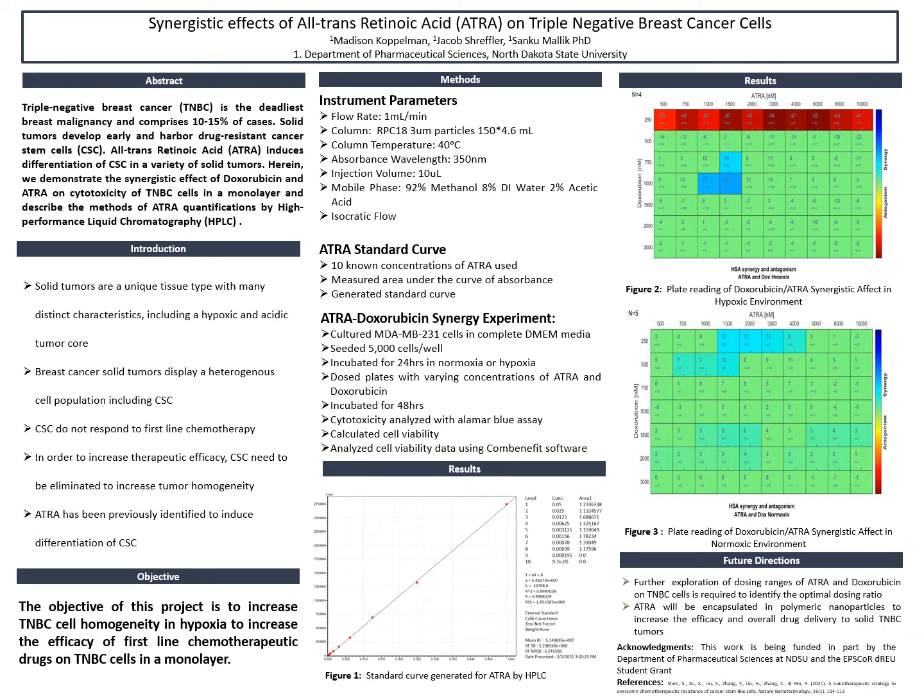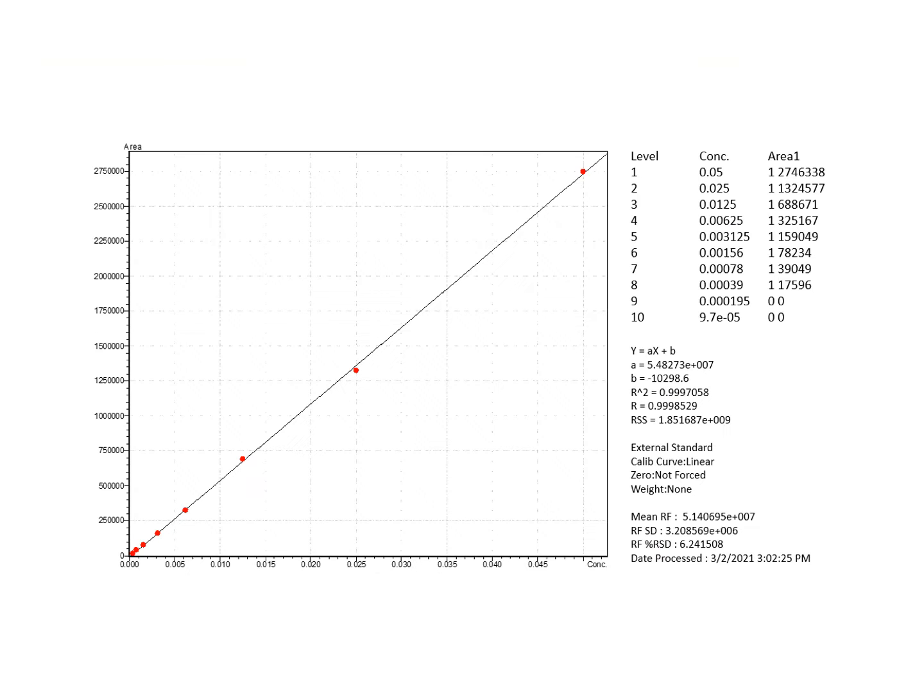To begin, we started with creating an ATRA standard curve on our HPLC. I have listed the instrument parameters we used, as well as the methods. First, we created 10 known concentrations of ATRA, measured the area under the curve for their absorbance, and then generated the standard curve. This is the standard curve we generated.